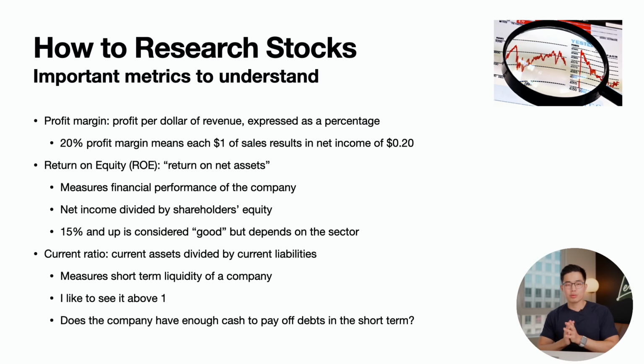However, if the current ratio is way too high, let's say above 5 or 10, this could mean that maybe they aren't using their assets efficiently. So there should be a good balance, but if this number is under 1, this does mean that they are in sort of a precarious situation where they have more liabilities than short-term actual assets.